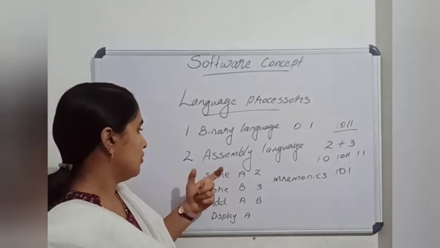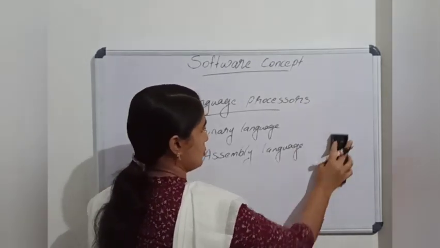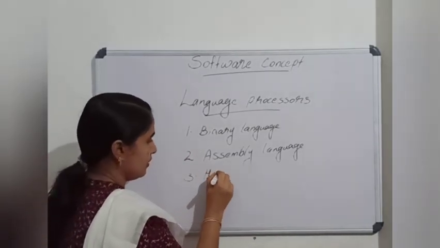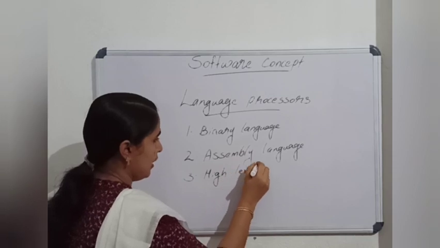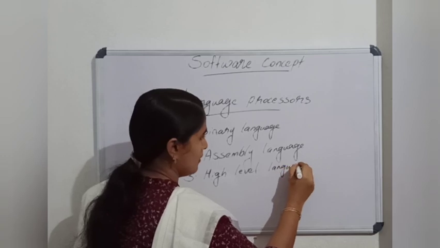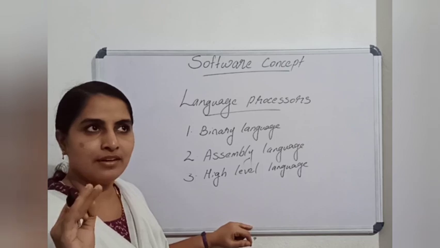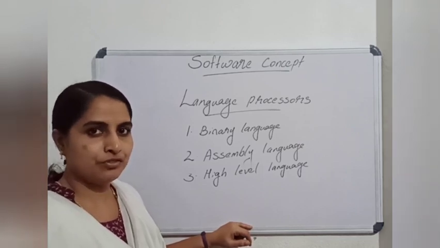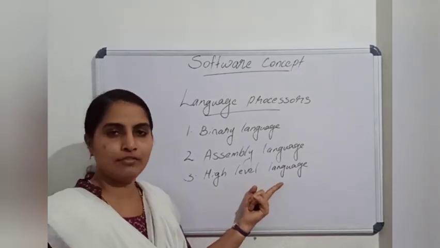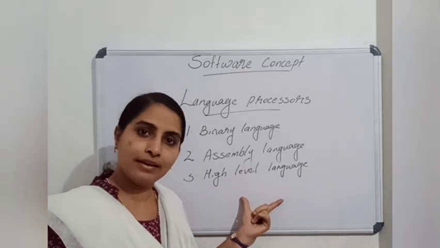Okay, then you can move to the next type of language, that is high level language. Can you say some examples of high level language? Okay, C, C++, then Visual Basic, and the language that we are going to learn, that is Python. They are examples of high level language. And a high level language means a more English-like language.